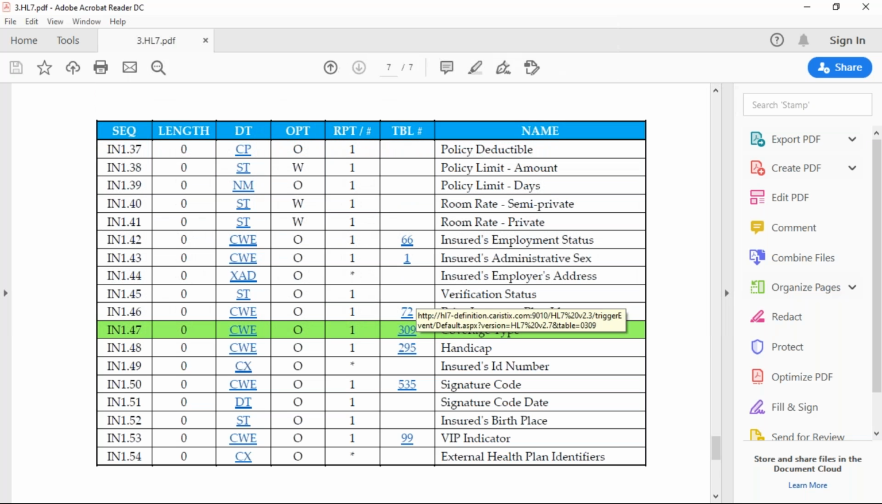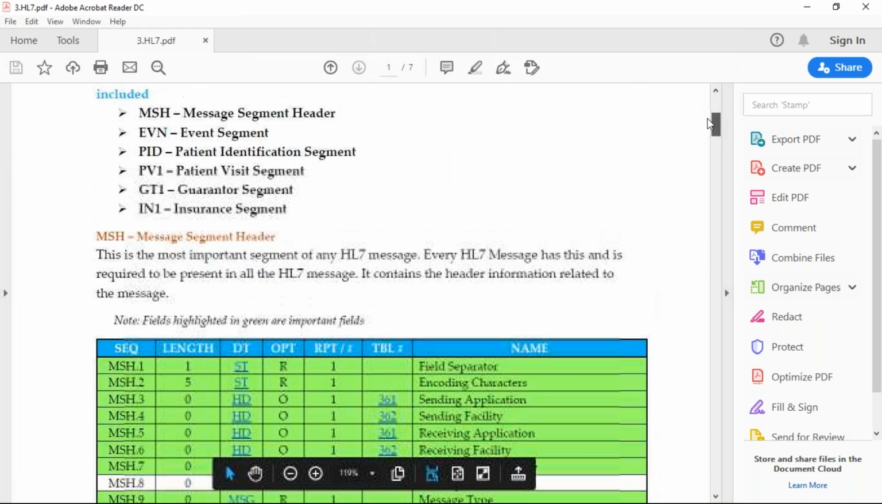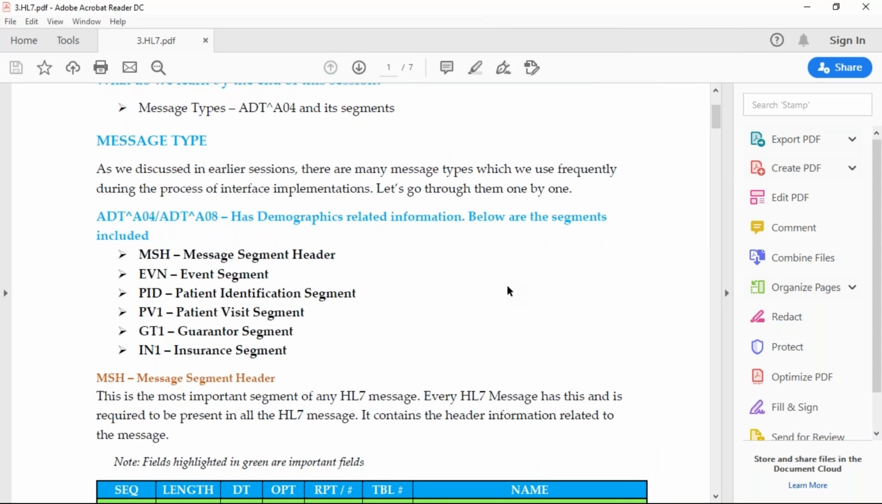so that concludes the IN1 segment. So we are done with the first message type, which is for us to deal with an ADT A04 or A08 demographic message, or it can be A28 or A31. These are the six major segments which you will be seeing in an HL7 message. Apart from this, you might also see IN2, which will contain some additional insurance related information, but you might not see it very frequently.